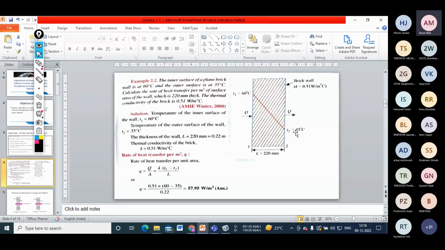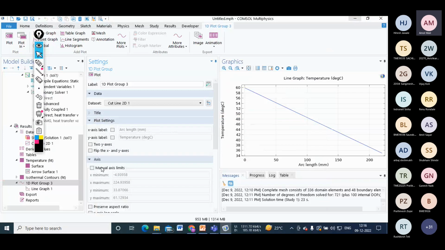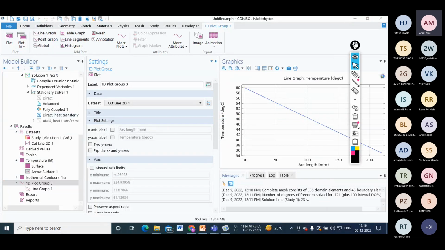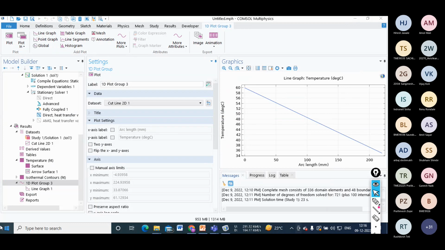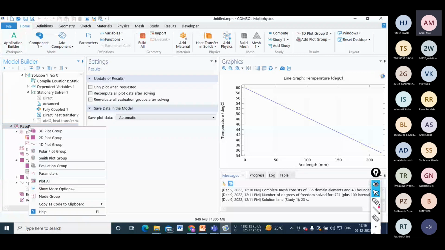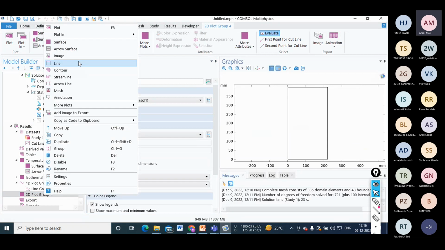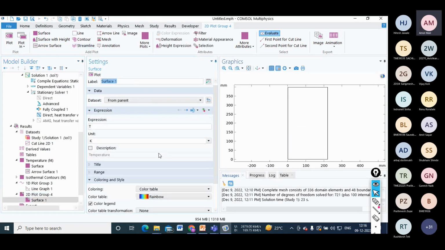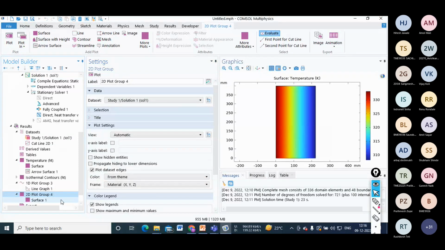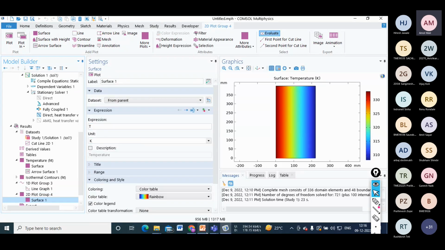temperature to lower temperature. But in that question they have asked to calculate the rate of heat transfer. So that we can also calculate. I will calculate the rate of heat transfer. For that purpose again you have to go into results, then 2D plot group, again you have to take surface area. Okay, so I will move towards 2D plot group. Here you will see that by default it has taken the temperature, but I want to find out something.